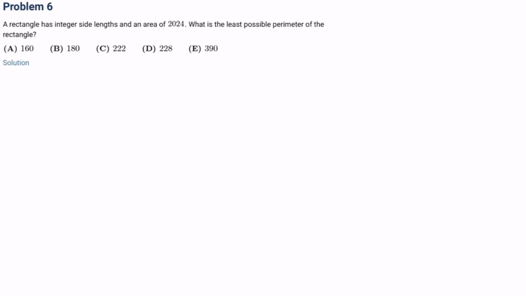Problem number 6. A rectangle has integer side lengths and an area of 2024. What's the least possible perimeter of the rectangle? Okay, so for it to have the least possible perimeter, we want it to be closest to a square. And let's just prime factorize 2024.